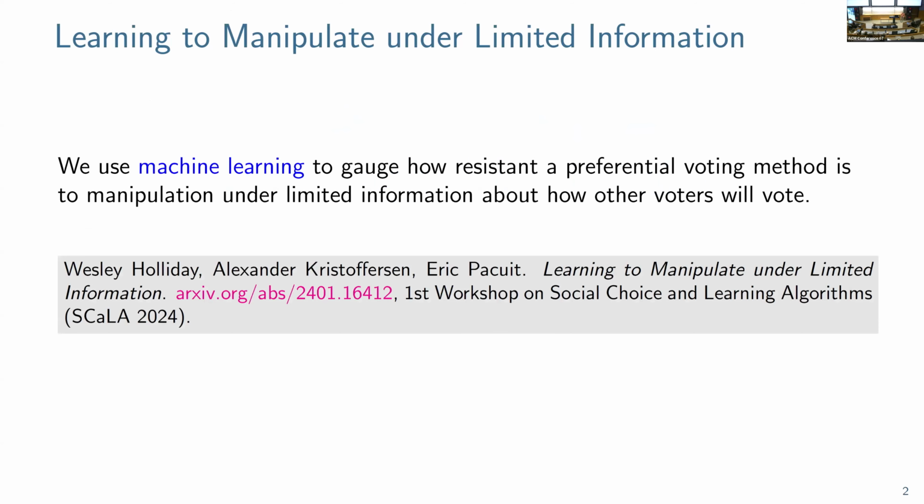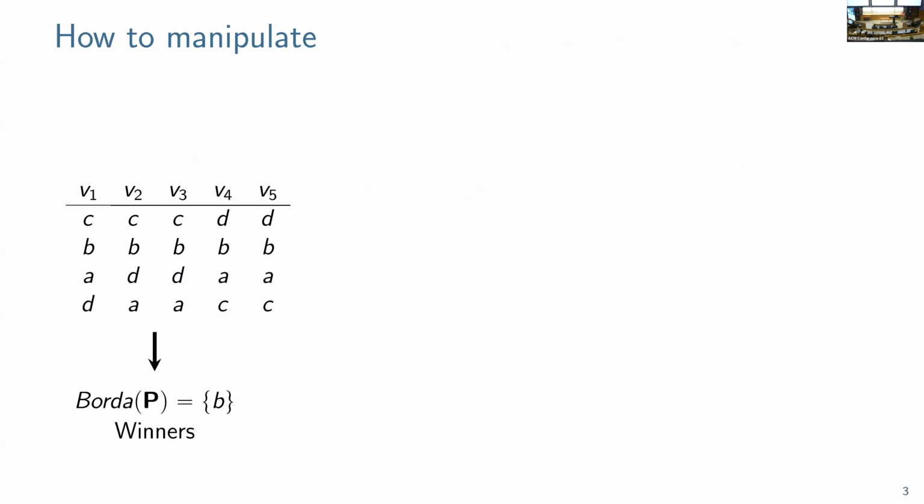And what we're interested in is studying the problem of strategic voting. So how do you manipulate the outcome of an election? And we're using machine learning, and I'll explain how we use machine learning to study this question.